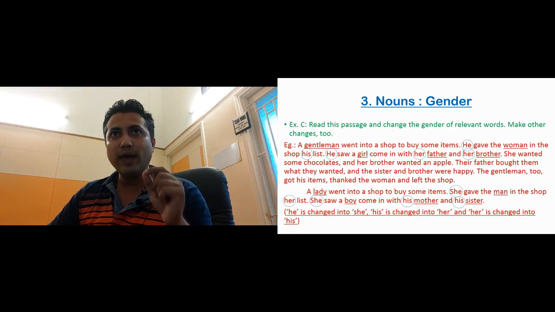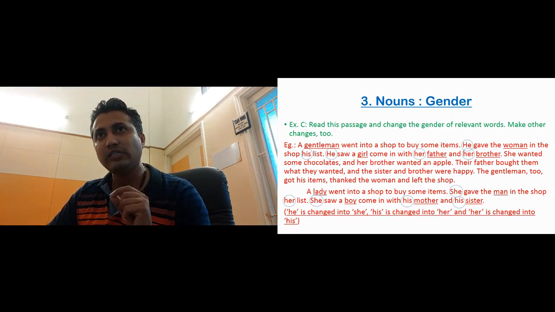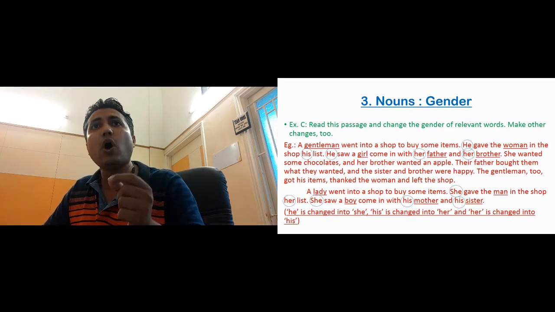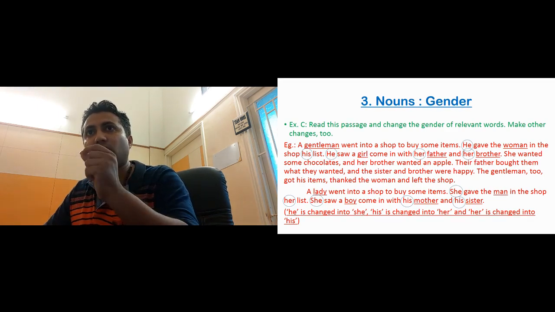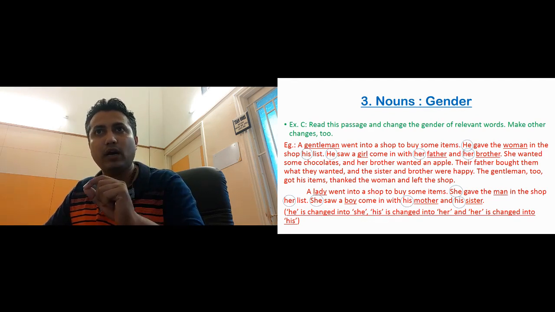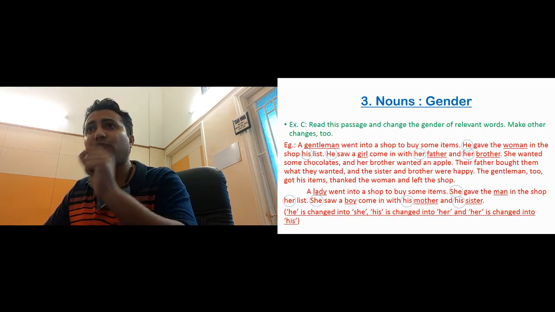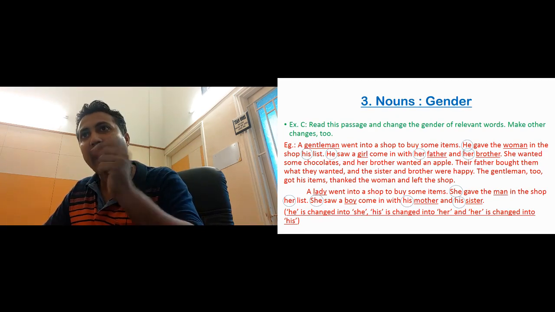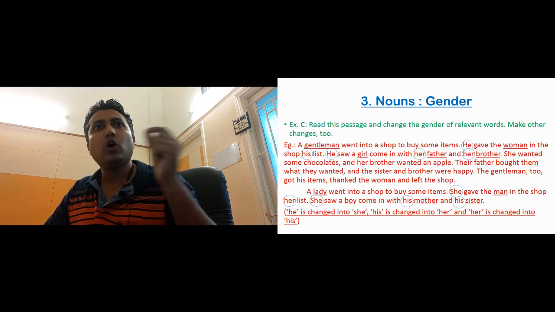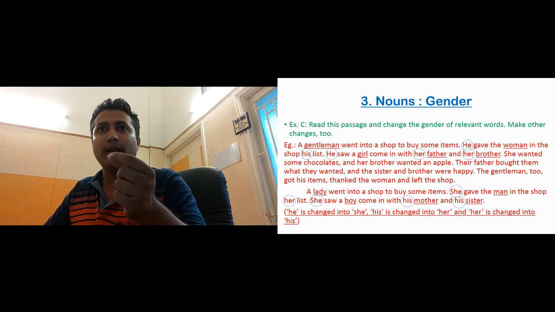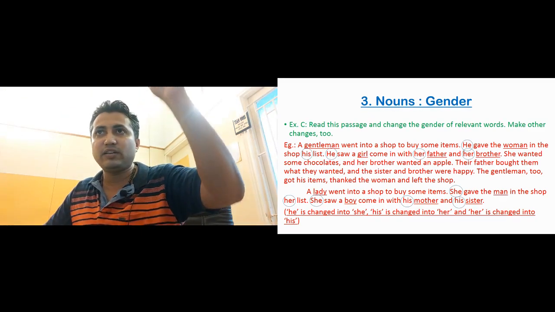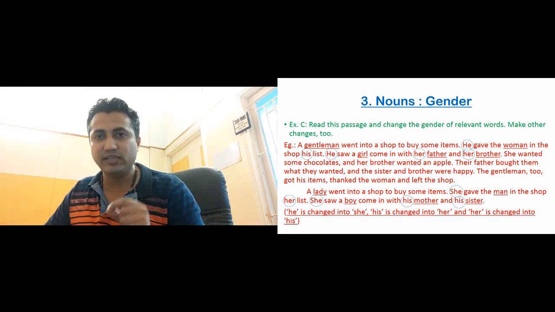The gentleman went into a shop to buy some items. He gave the woman in the shop his list. He saw a girl come in with her father and her brother. She wanted some chocolates and her brother wanted an apple. Their father bought them what they wanted, and the sister and brother were happy. The gentleman too got his items, thanked the woman and left the shop. Now, I am not going to solve the whole paragraph. I will try to solve the first two or three sentences.